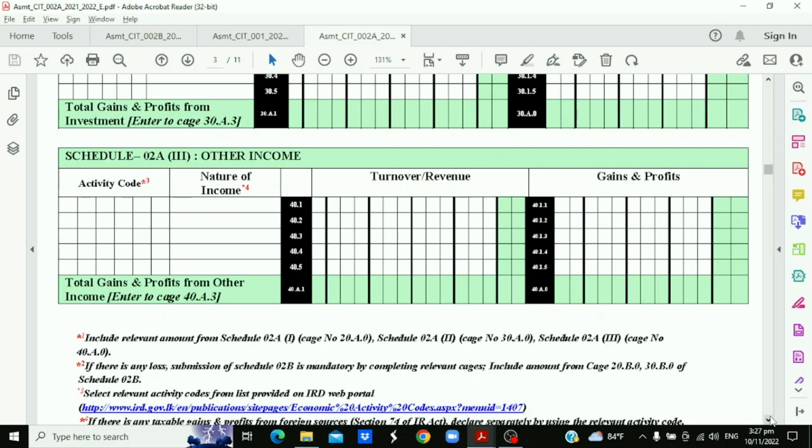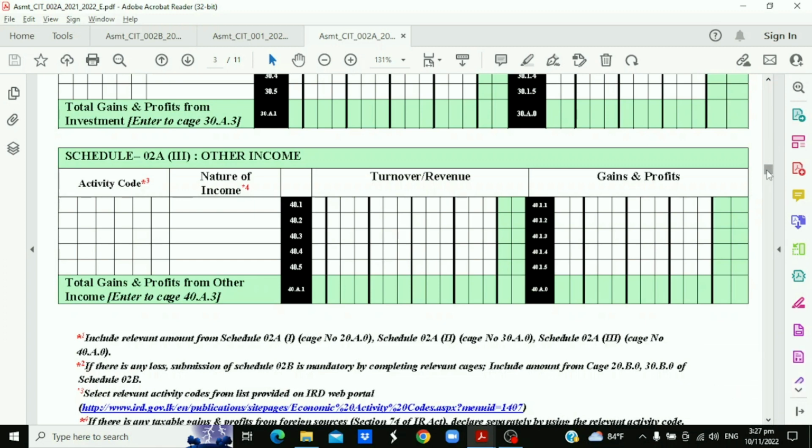Once that is complete, we can identify the gain and profit from investment, business and the other, right? Likewise we can complete those, and this information we are taking to the summary. Okay, I think up to this point those are okay.